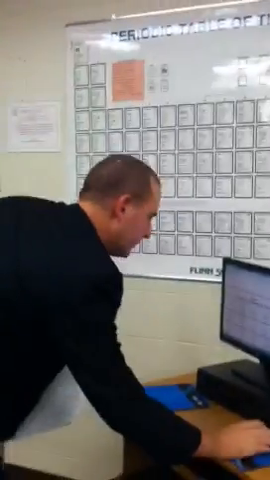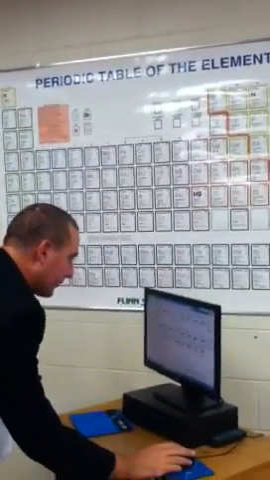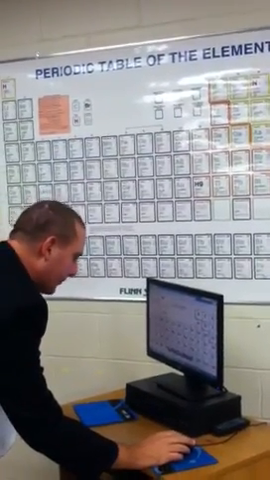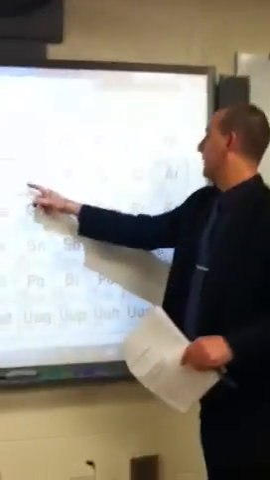So hydrogen and everything to the right of the staircase is a nonmetal. So number 1, you're going to write: located to the right of the staircase on the periodic table. Again, everything for nonmetals should be the opposite of metals. Let's take a look at some of the nonmetals here: O, F, S, Cl, to the right of the staircase.